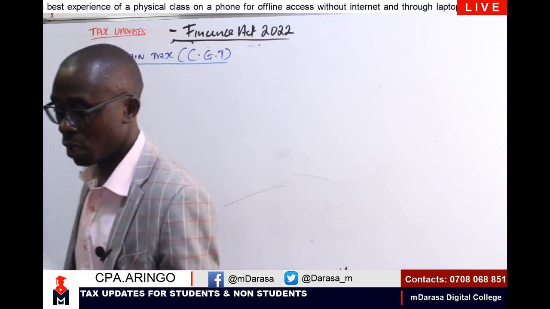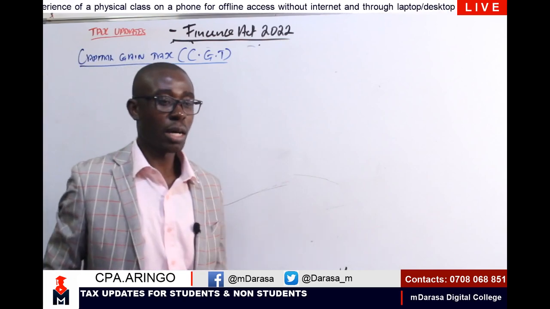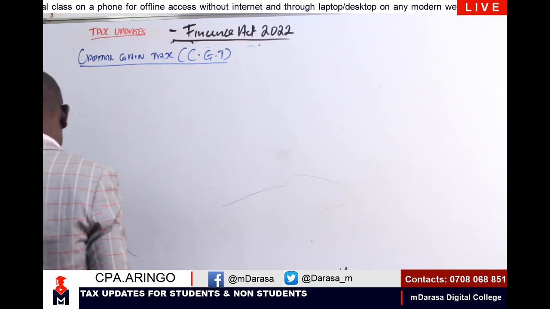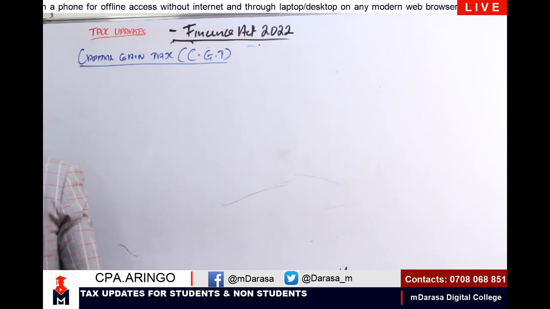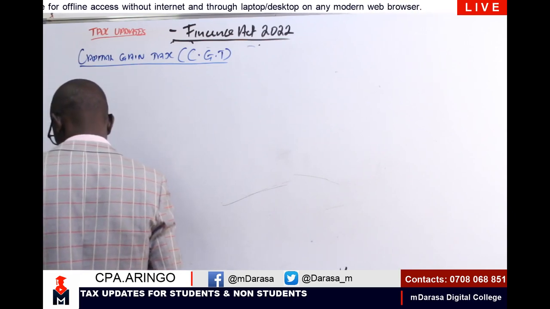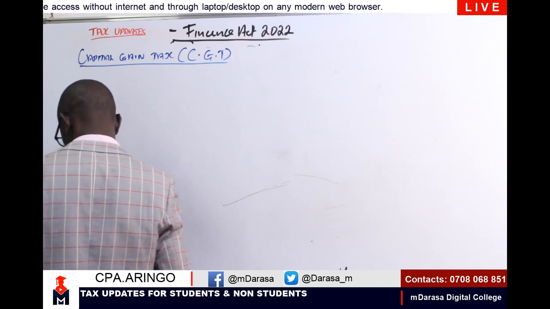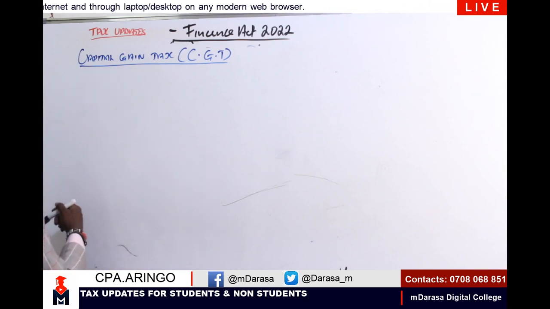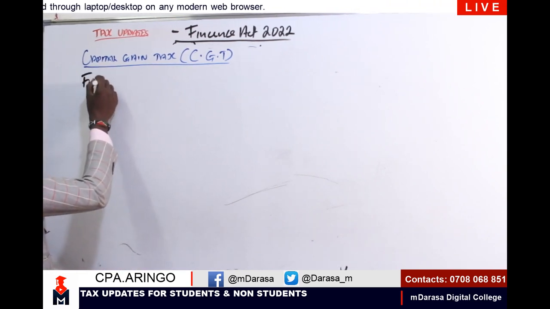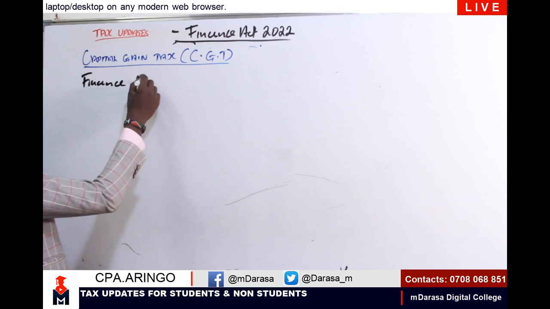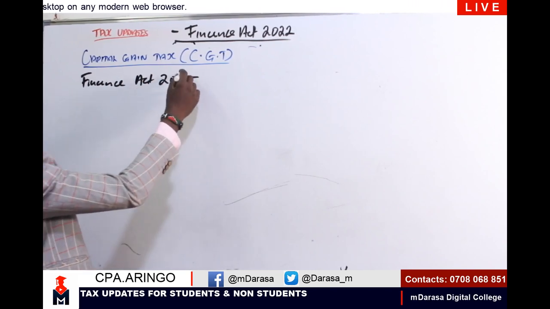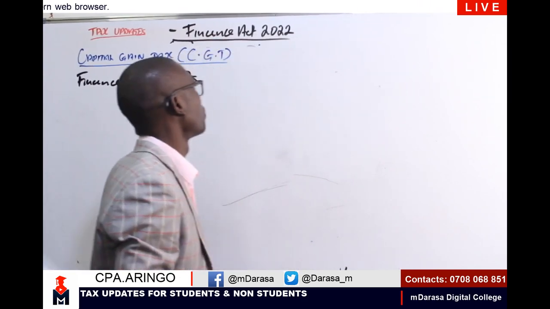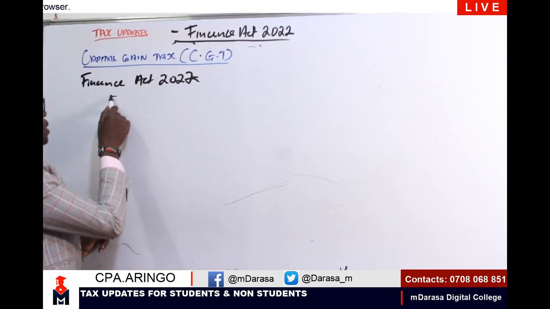Okay? So this capital gain tax, remember, according to the Finance Act 2022, or the amendments that were done on the Finance Act 2022, these are what will basically affect us. That is the talk of Finance Act 2022. So Finance Act 2022 amended this capital gain tax from the rate of 5% to 15%.